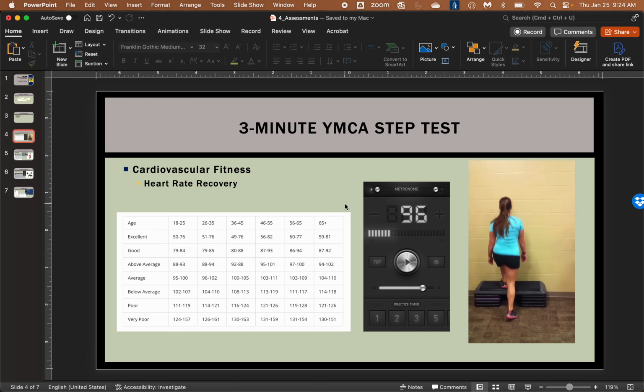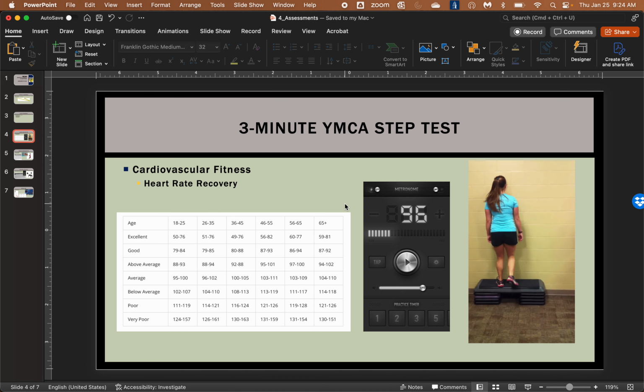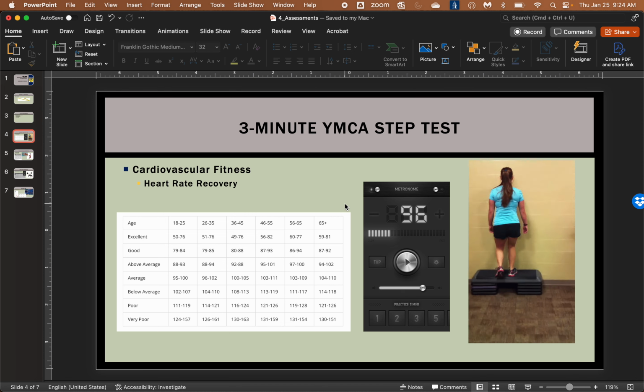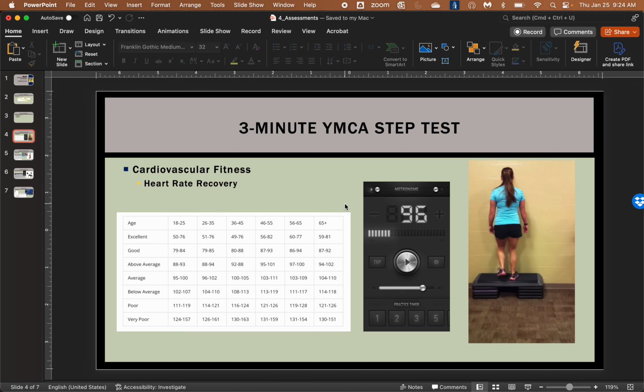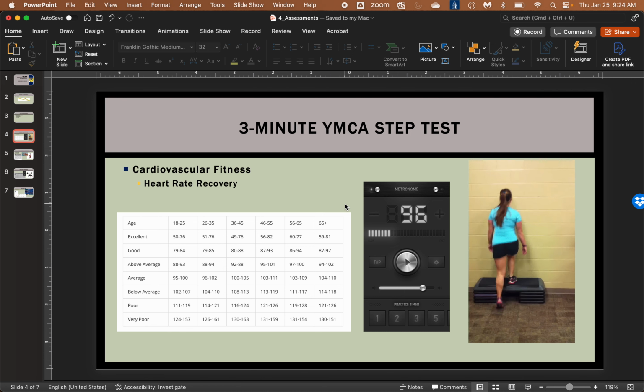So you will have a metronome set at 96 beats per minute, which sounds like this. Give me 1 second, I'll turn on my metronome. And we will learn in class how you set someone up to step to the beat of this metronome.